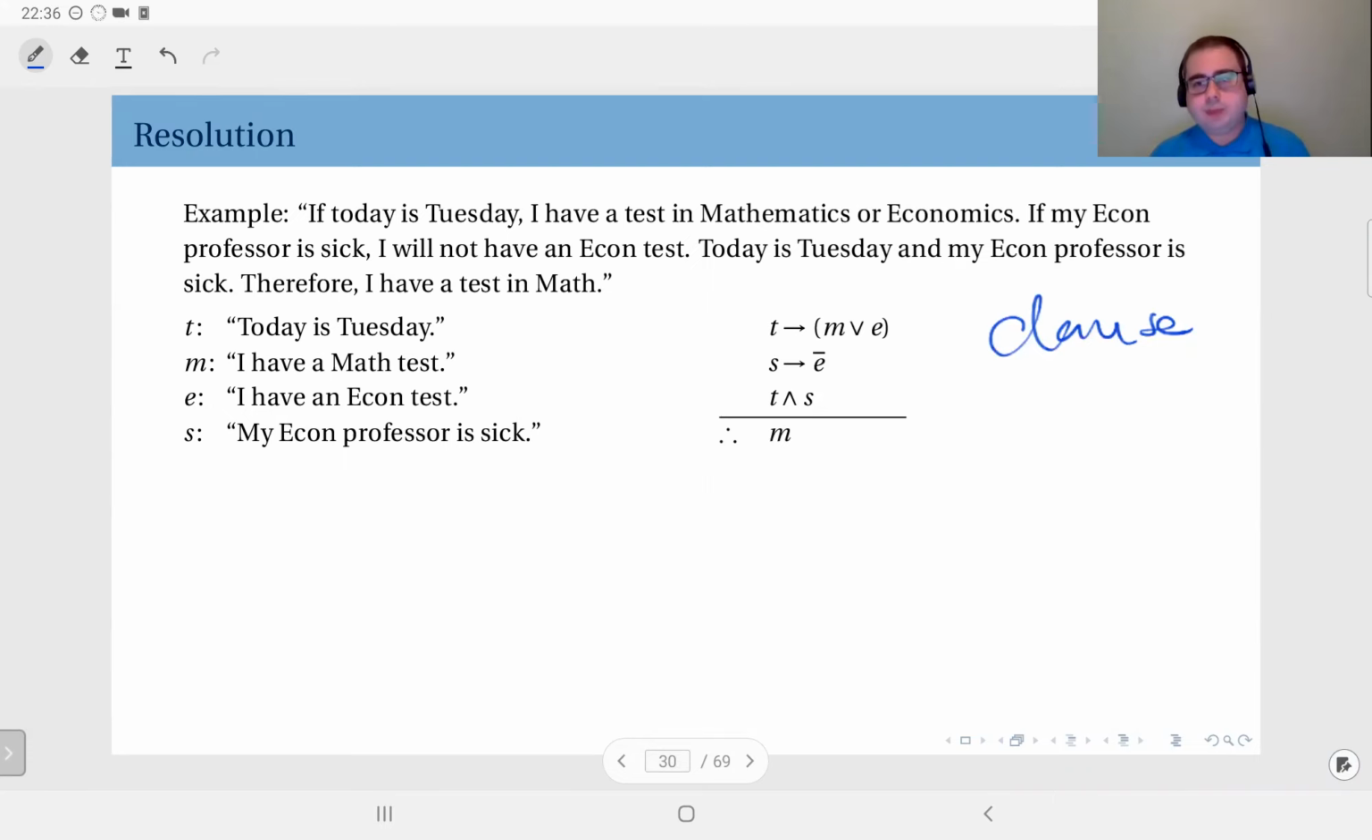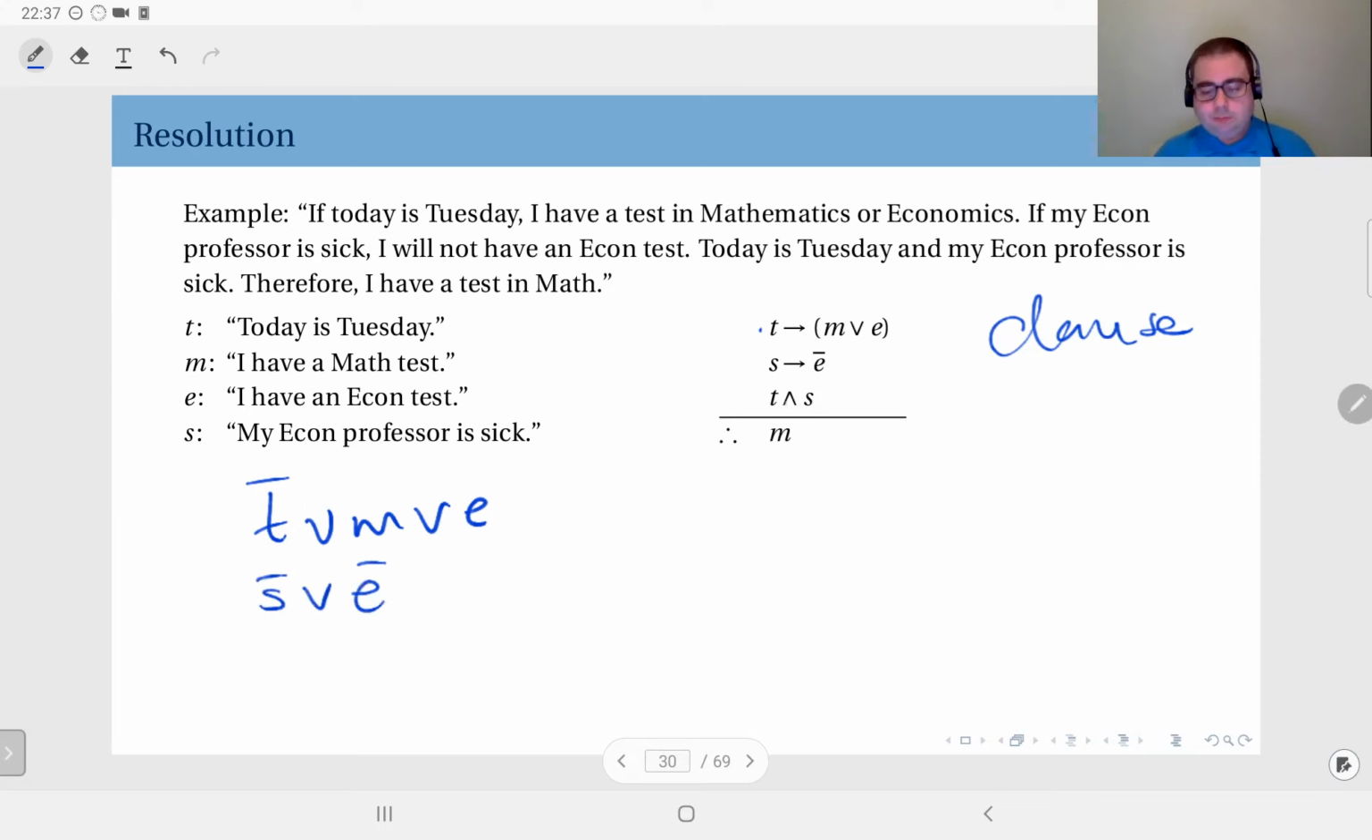So get rid of the implications. That's the key. So what you need to do is you just write the first premise as not T or M or E. Now you see this is in clause form. There are no ands, all literals and a disjunction. The second one, write that as not S or not E.